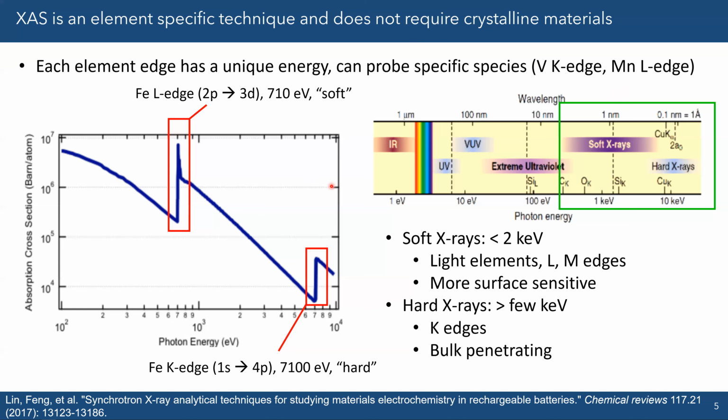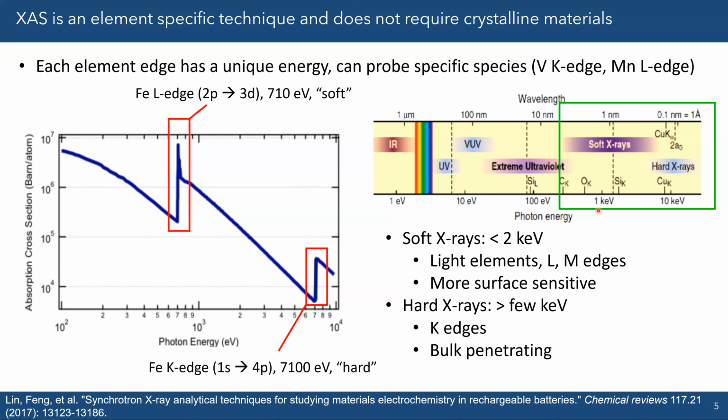So I want to go over also the difference between hard and soft XAS, which basically is just a difference in how high energy the X-rays are. And soft X-rays are basically just X-rays which have longer wavelengths and thus lower energies, so around less than 2 keV. And hard X-rays, there isn't really a clear-cut distinction between the transition, but greater than a few keV are considered hard X-rays.